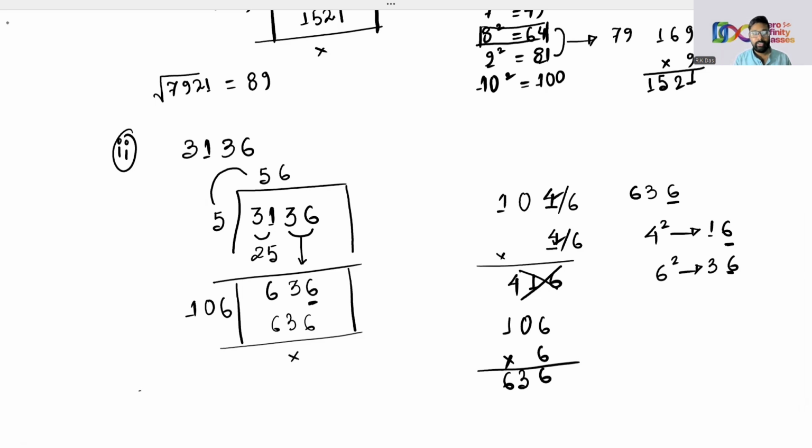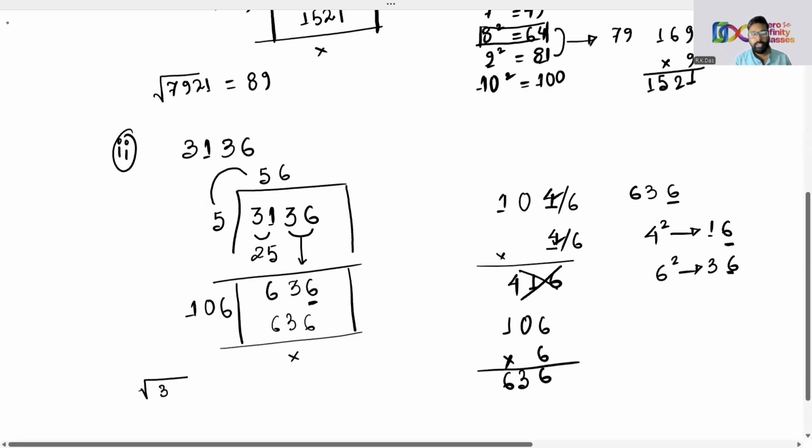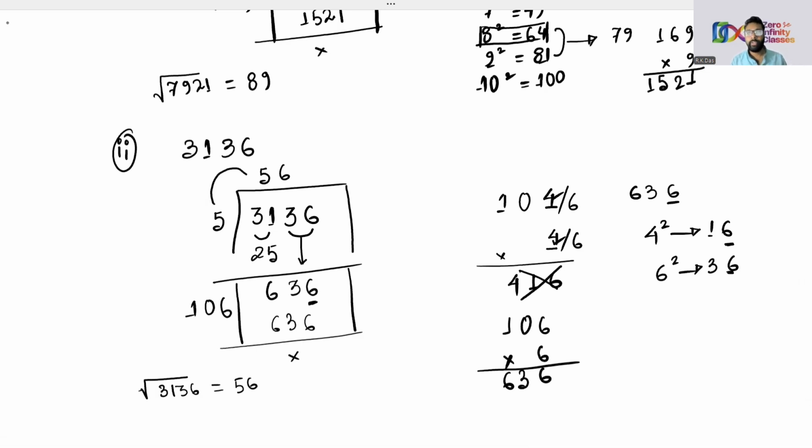So that means the square root of 3136 will be 56. So this is the way we calculate the square root of any number by using the long division method. Now in question number 3, I'll be taking another number, a 5-digit number.